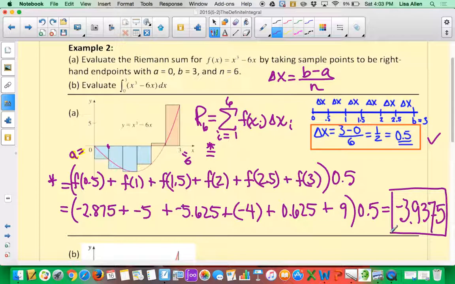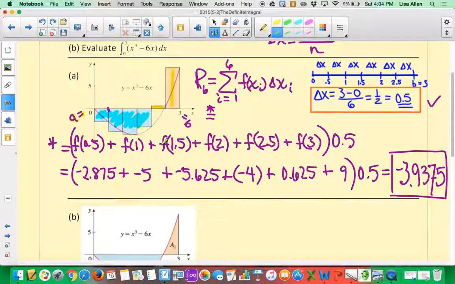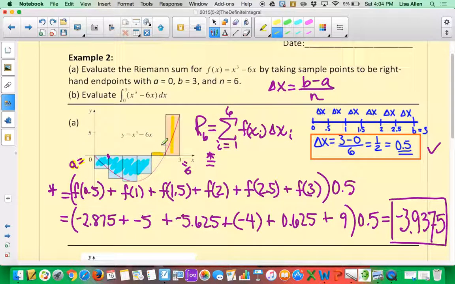When we take a look at this, it does appear that we have more area underneath the x-axis than we have above the x-axis, where we only have these two little pieces, one not so little. Okay, that is an approximate Riemann sum to get the approximate area, and we took sample points to be right-hand endpoints.